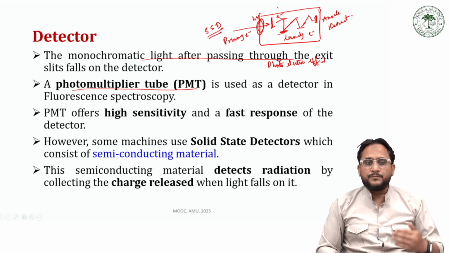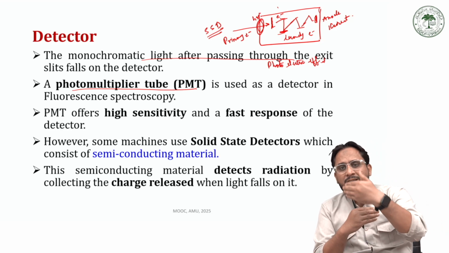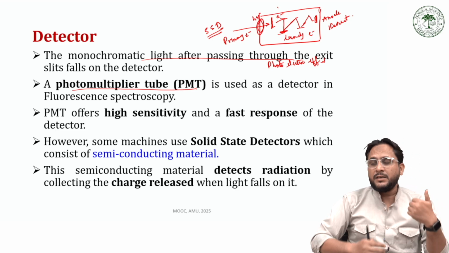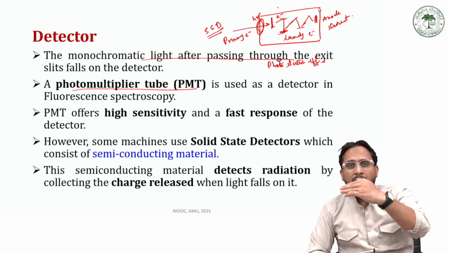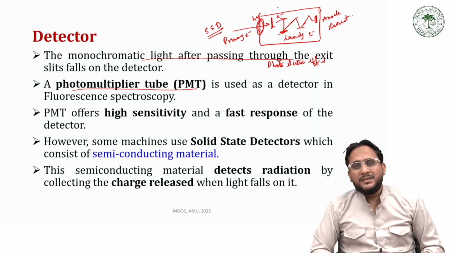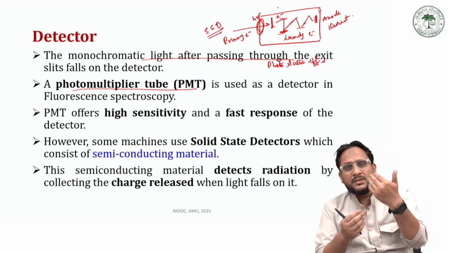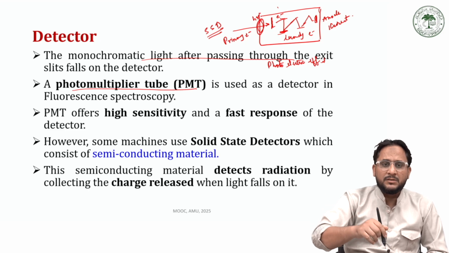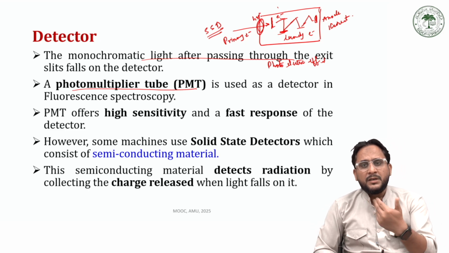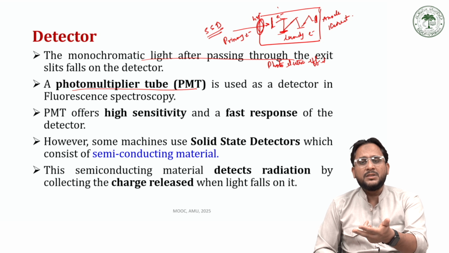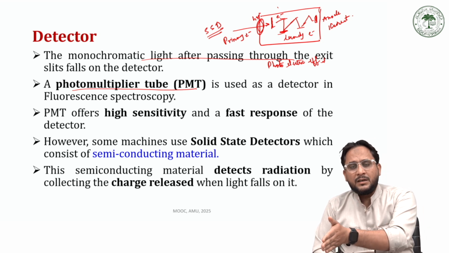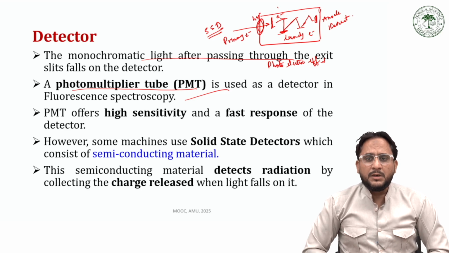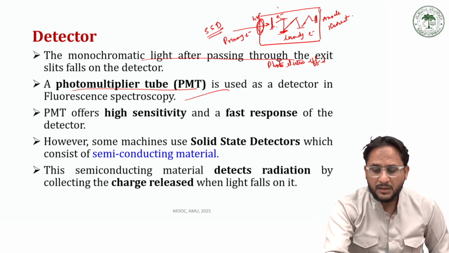In this way an electrical signal is generated, and it depends upon the intensity of light that is emitted by the sample. If the intensity is more, the number of primary electrons ejected will be more, and since the number of primary electrons ejected is more, they ultimately create more secondary electrons from the dynodes, and finally the electrical signal would be high.